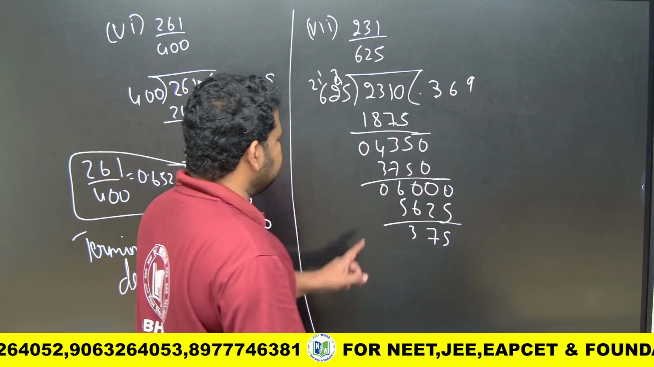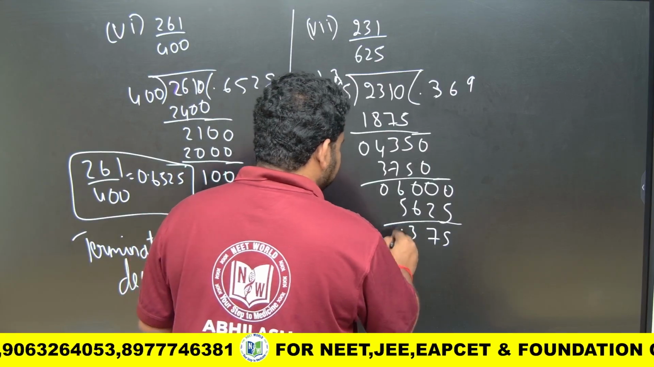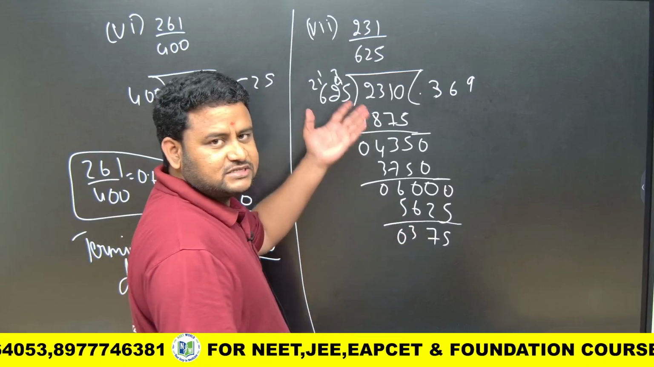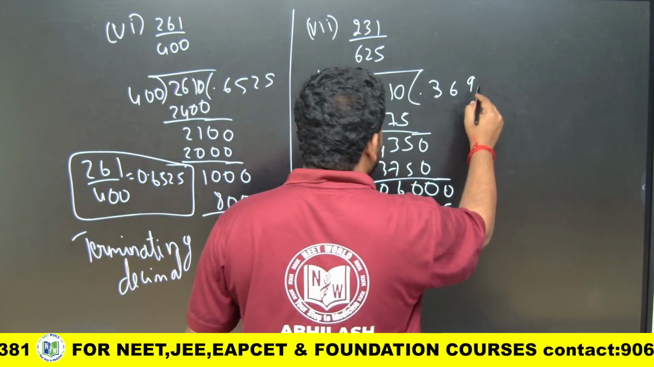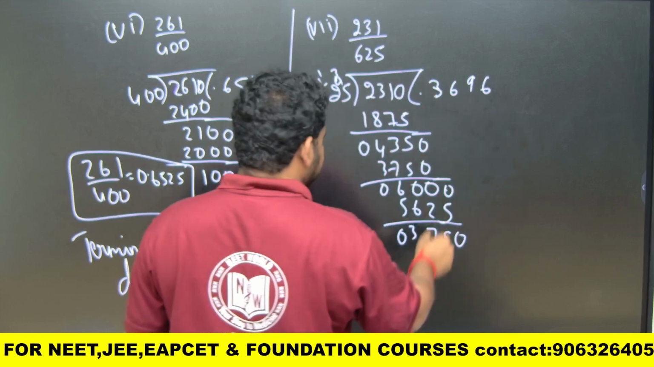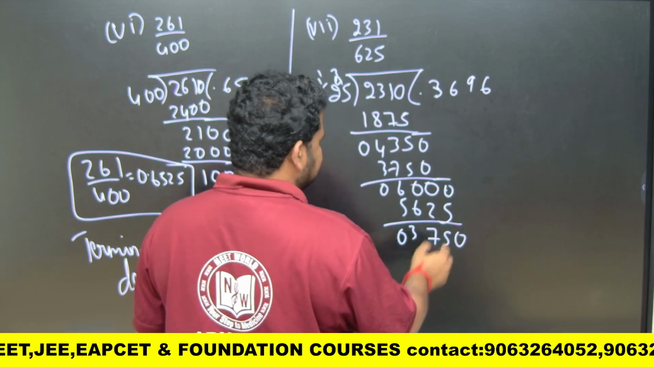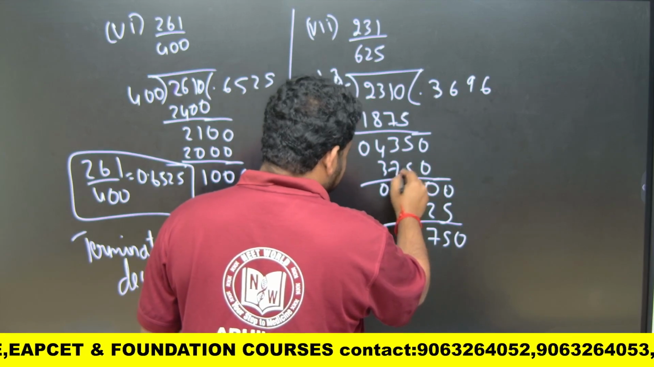And what will I get here? 5 minus 5 will be 0. Okay, definitely 375 is less than 625. So I should put 0. So 625, if I multiply with this number, it will come close to this, or maybe I will get exactly this. So yeah, I have got exactly this here. Again I will show you.